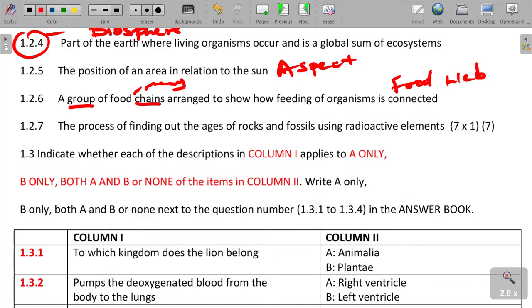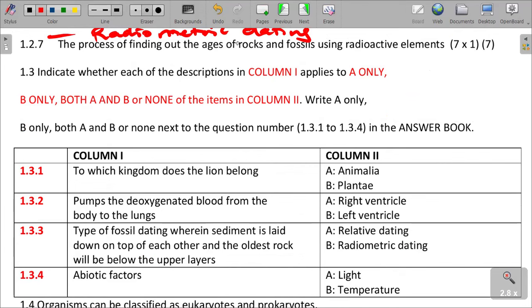The process of finding out the ages of rocks and fossils using radioactive elements. If you go to the channel again, class, you will find I have given a good lecture that explains the dating of fossils, where we talked about relative and absolute dating. So radiometric dating is when we use radioactive elements. It's called radiometric dating. So go to the channel again and check the presentation on fossilization, which explains the dating of fossils, absolute and relative dating. How are they different?